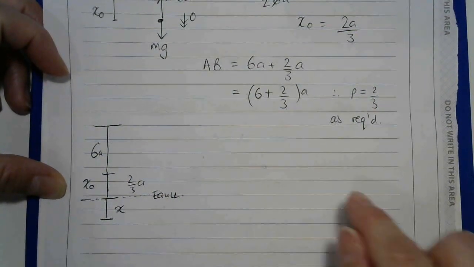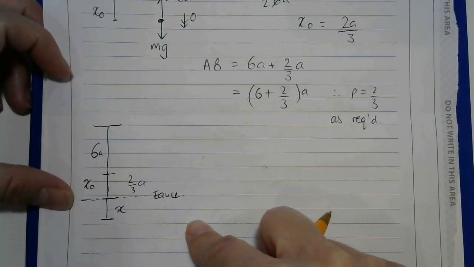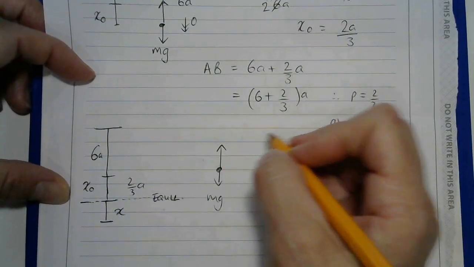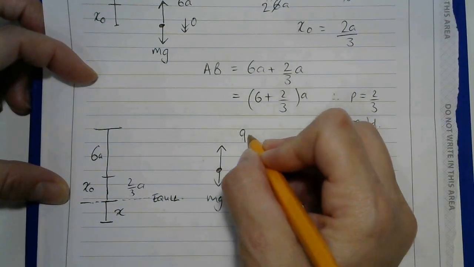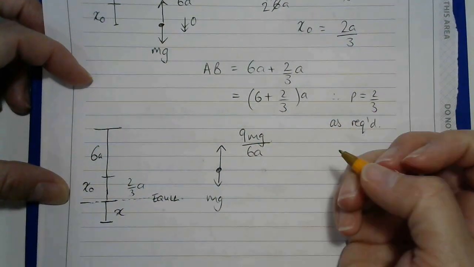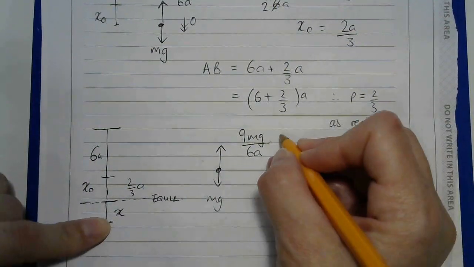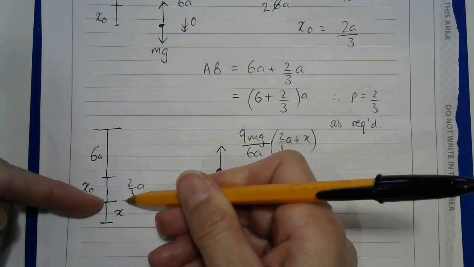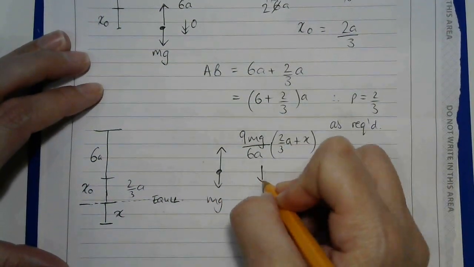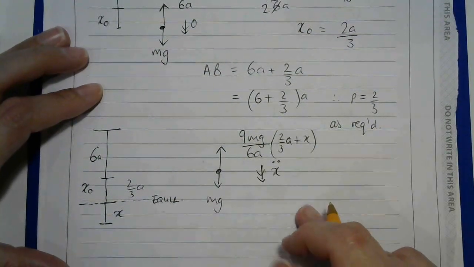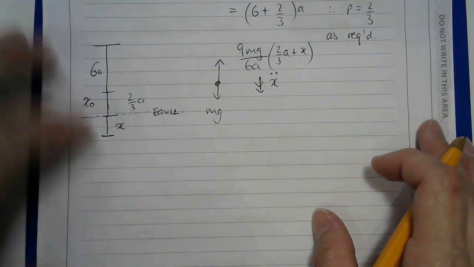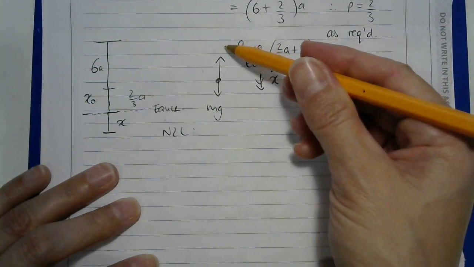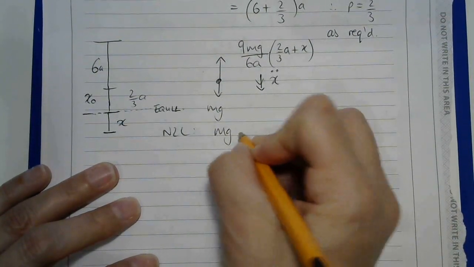Looking at the forces acting on the particle this time, I'm now going to have a force of the weight down, and upwards I will have the modulus of elasticity divided by the natural length multiplied by the extension, and this time the extension is going to be x0 plus x, so 2/3 a plus x. As x is measured from the equilibrium position downwards, the x double dot will be measured in the same direction, so I'll write x double dot acting downwards. Now, again using Newton's second law, as the acceleration is downwards, I'll do forces down minus forces up equals mass times acceleration.